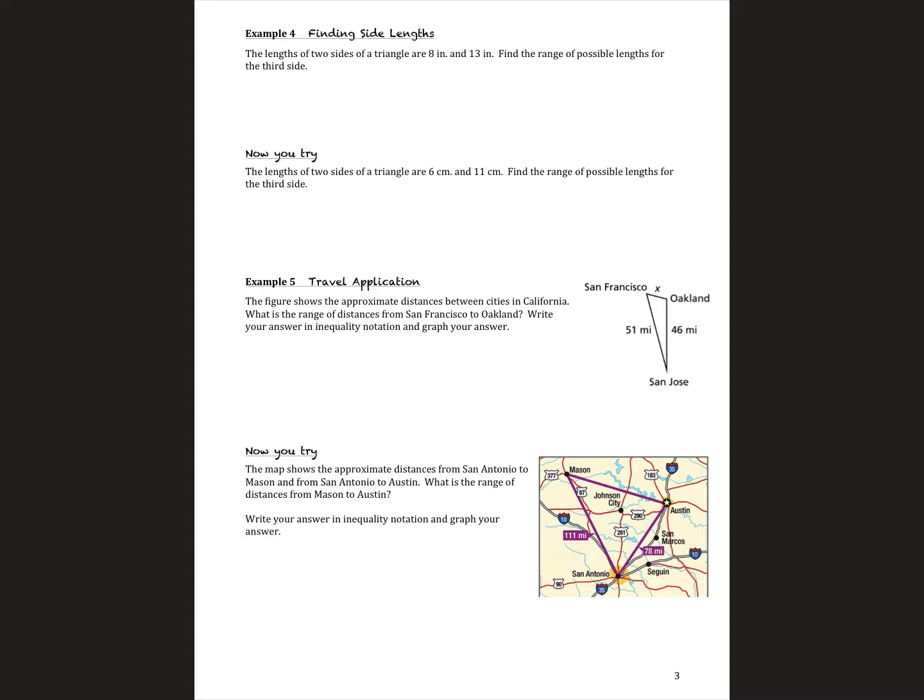When you get to example 4 on page 3, the lengths of two sides of a triangle are 8 and 13. Find the range of possible lengths for the third side. So remember, the third side would be x. So you have to write your 3 scenarios. So 8 plus 13 is greater than x. 8 plus x is greater than 13. 13 plus x is greater than 8.